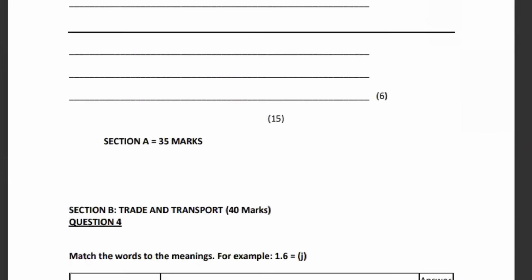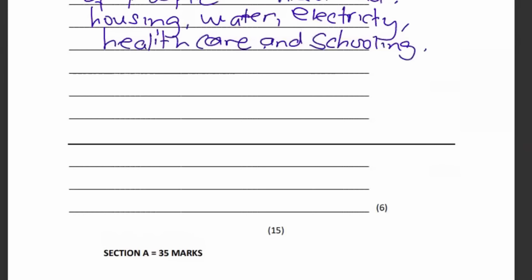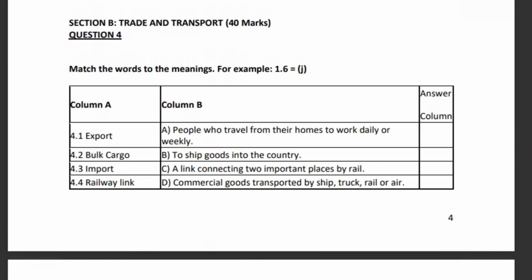Right. Okay, let's talk about that. That is section A out of 35 marks. Let's talk about section B. In section B, you match the words to the meaning. For example, 1.6 equals J. Let's look at exports. What are exports? Exports are to ship goods out of the country, that is E.